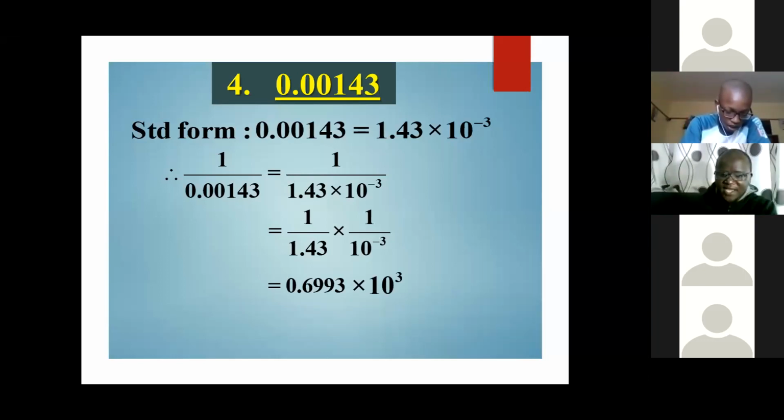So multiply 0.6993 by 1000. 699.3. 699.3 is good.